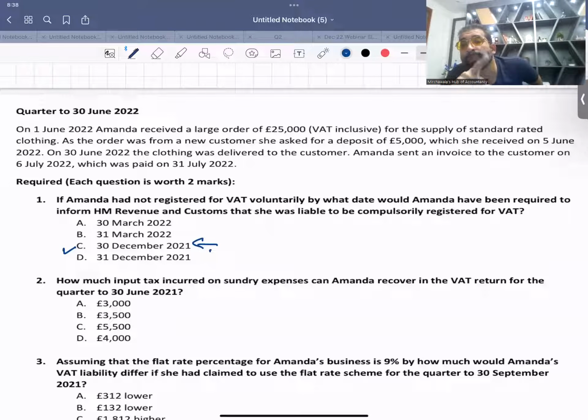But the tax department will give you registration status from the next month, that is 1st January. Okay. So be careful. Thank God you attended the class.